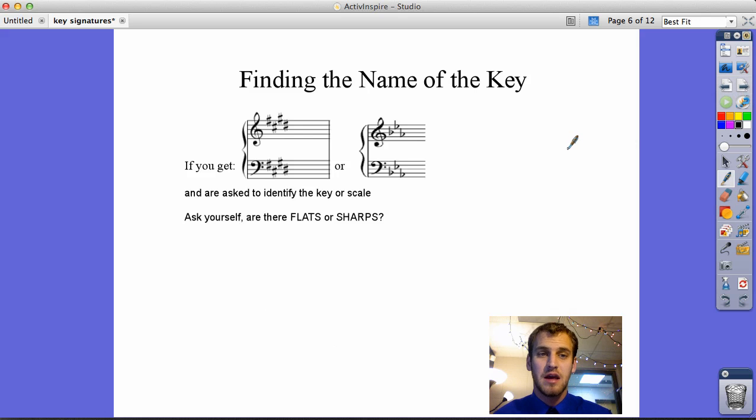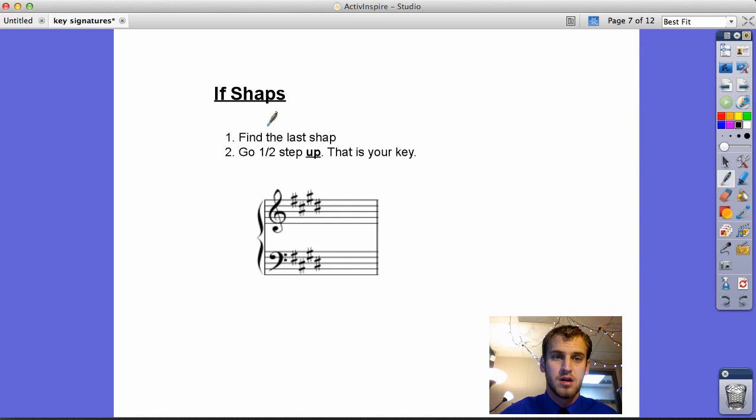Now for finding the name of the key, if we get the key signature and we have to find out what the name of the key is, and you're asked to identify the key or scale, ask yourself, are there flats or sharps? If sharps, find the last sharp and go half step up. That is your key. So we find the last sharp, which is D sharp. Now we go half step up from D sharp, and we get E. So then we know that we are in the key of E major, and that is our key.